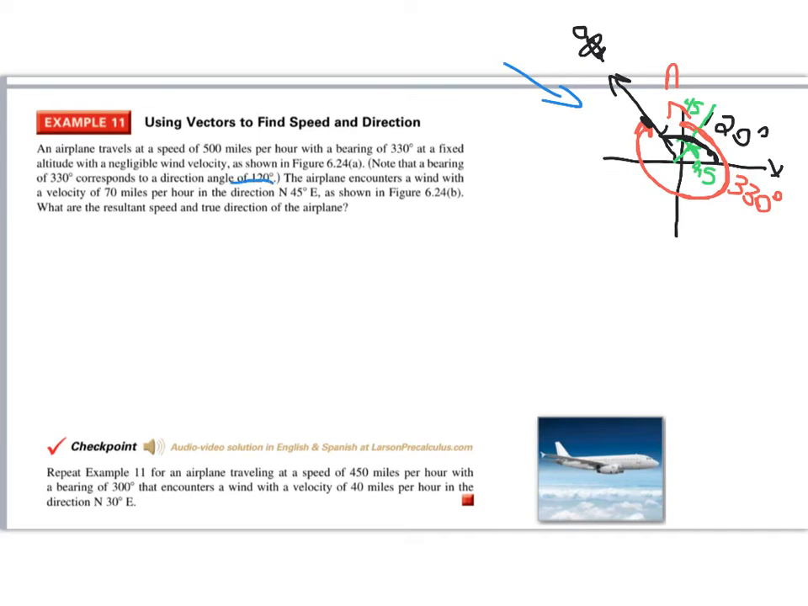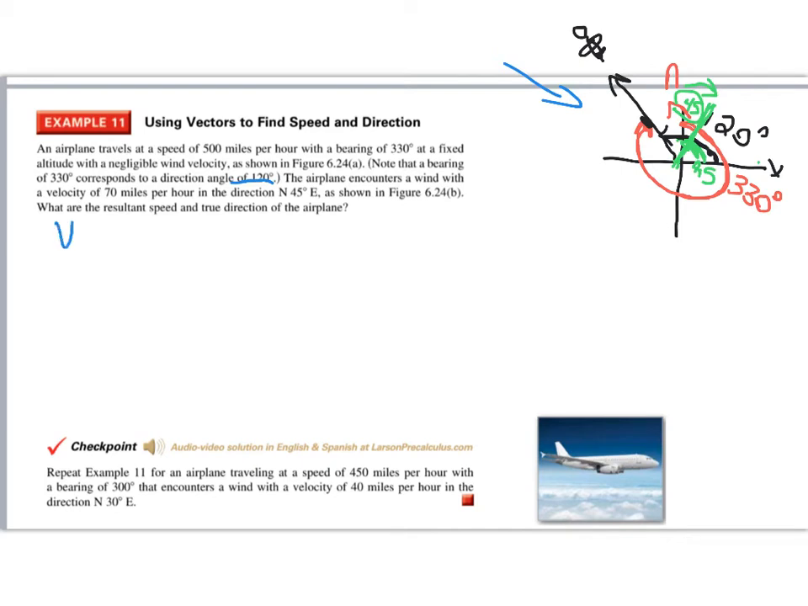The airplane encounters a wind with a velocity of 70 miles per hour in the direction northeast 45. Northeast 45 is this green right here. So if we're going from our north, right, we're going north, and we're going 45 degrees clockwise. That gives you this. Now, for us to figure out where this angle is going trig, so going from our x, that's why it's still 45 degrees. Okay, so let's go ahead and solve this.